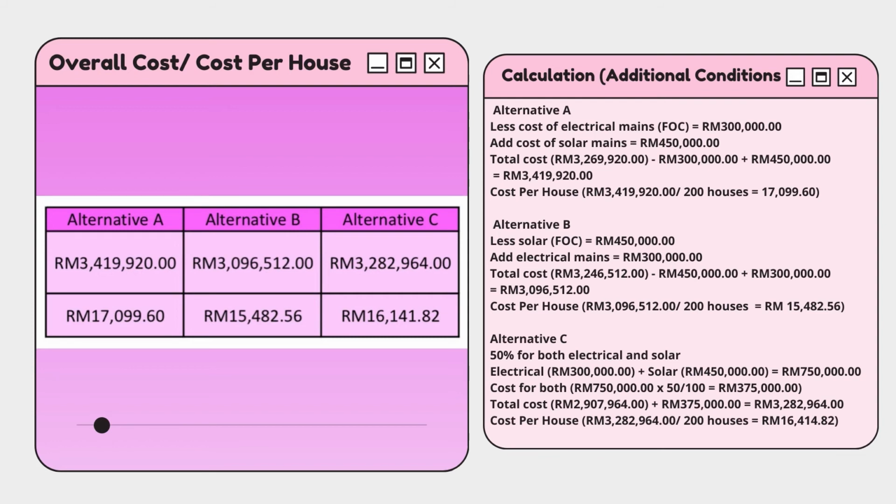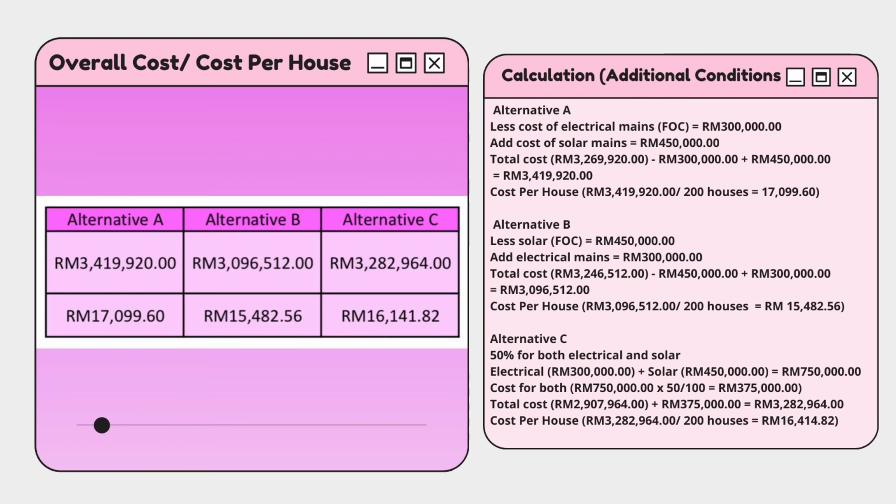For alternative A, the total cost of 3,269,920 ringgit will minus 300,000 ringgit less cost of electrical main and addition of 450,000 ringgit for solar mains, which leads to 3,419,920 ringgit for overall cost. The cost per house will be the overall total cost divided by the number of houses, which for alternative A equals 17,099 ringgit and 60 cents.